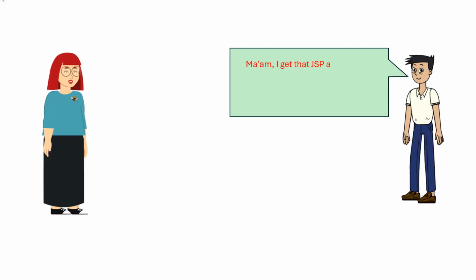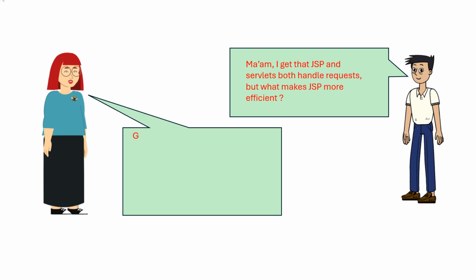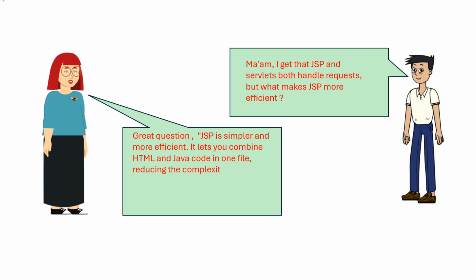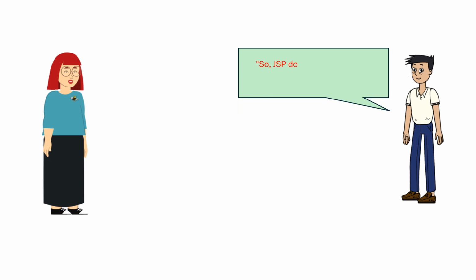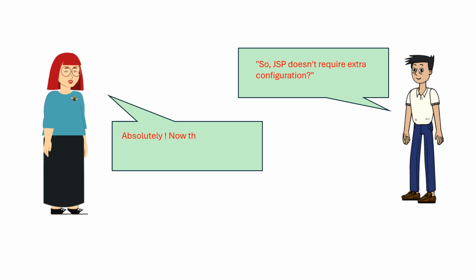Ma'am, I get that JSP and Servlets both handle requests. But what makes JSP more efficient? Great question. JSP is simpler and more efficient. It lets you combine HTML and Java code in one file, reducing the complexity of servlets. Also, JSP pages can be accessed directly without needing any mapping in web.xml, unlike servlets. So JSP doesn't require extra configuration? Absolutely. Now that you understood how JSP requests work, let's dive into the JSP lifecycle.